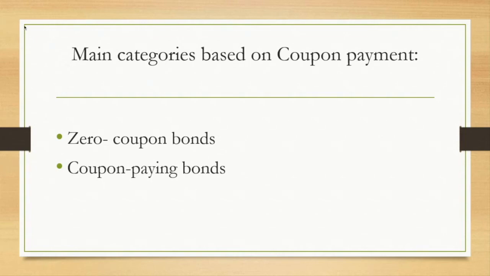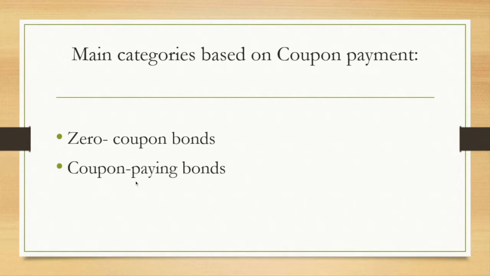Even though we have different types of bonds, our main focus in this tutorial is going to be on zero coupon bonds and coupon paying bonds. So just like it says, zero coupon bonds do not pay any coupon, so we don't have any recurring fixed payments throughout the life of the bond. However, the principal is repaid at the maturity of the bond.